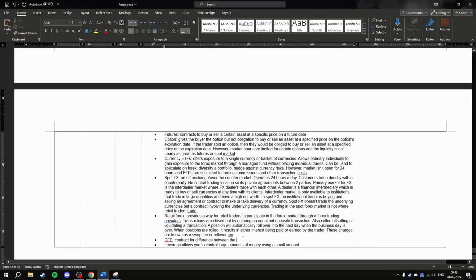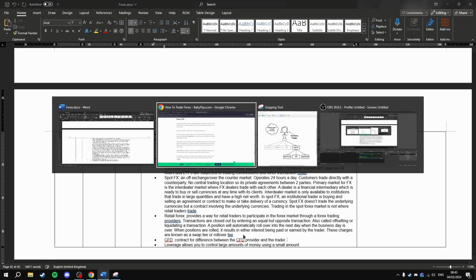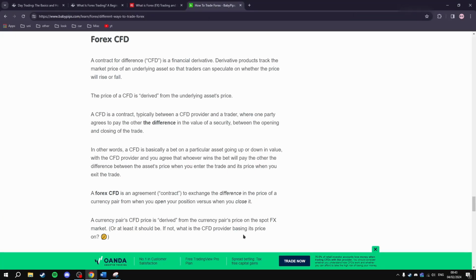Between the trader, where one party agrees to pay the other the difference in value of a security between the opening and closing of a trade.